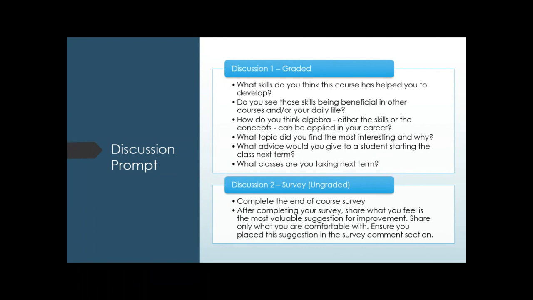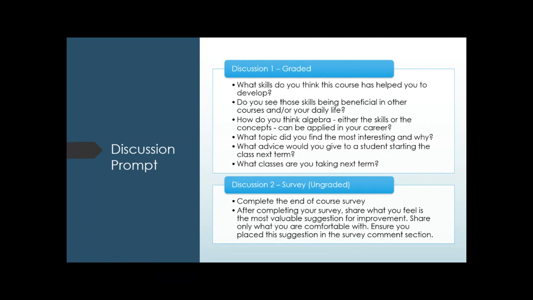What classes are you taking next term? Maybe you'll find somebody that you are going to be in the same class with and you can form a study group. So it's kind of a reflection on the class and a way to end the class on a good note, looking forward to how this is going to help you going forward.